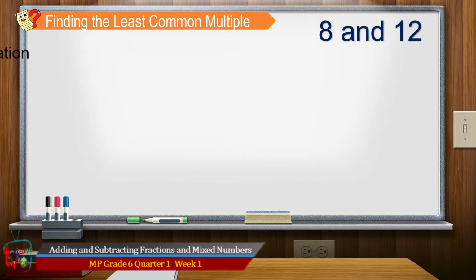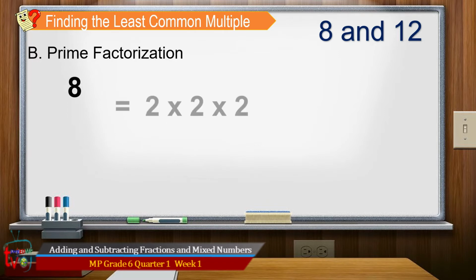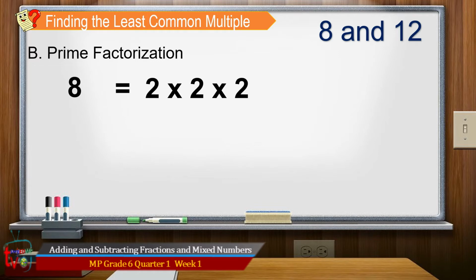Second is the prime factorization method. In this method, we just need to list down the prime factors of 8 and 12. What are the prime factors of 8? Correct! It is 2 times 2 times 2. How about 12? You got it right again. It is 2 times 2 times 3.